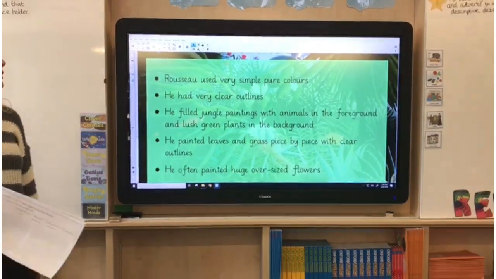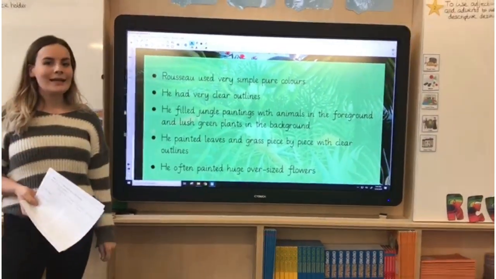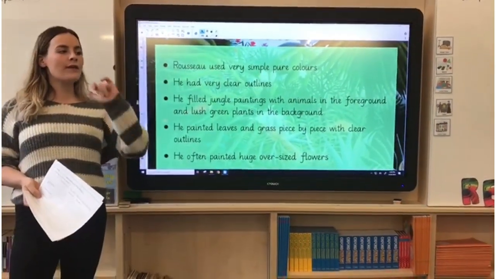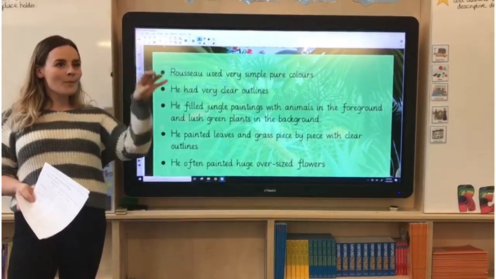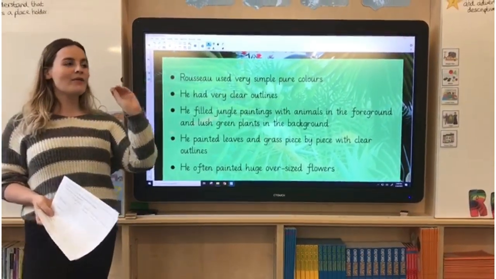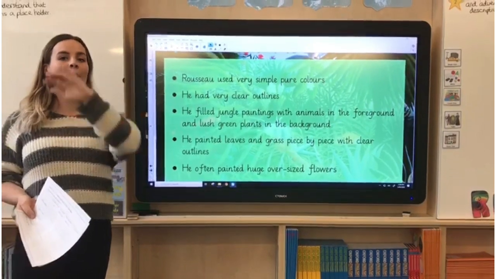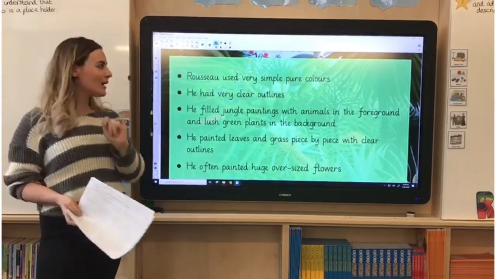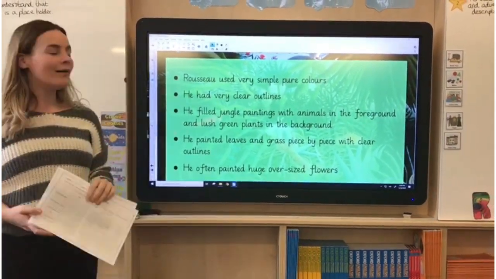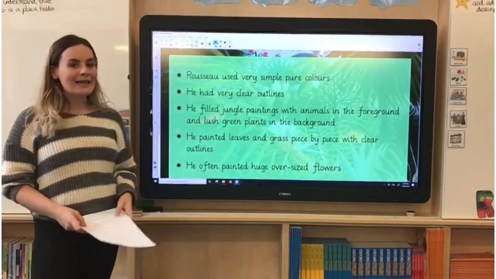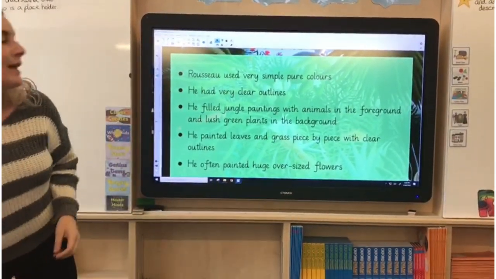Okay, so Rousseau used some very simple colours. He didn't have lots and lots of very complicated colours. They were very simple. They were the colours that you'd see on that primary colour wheel and the secondary colours. He had very clear outlines of the leaves and the trees, and you could see them very clearly.